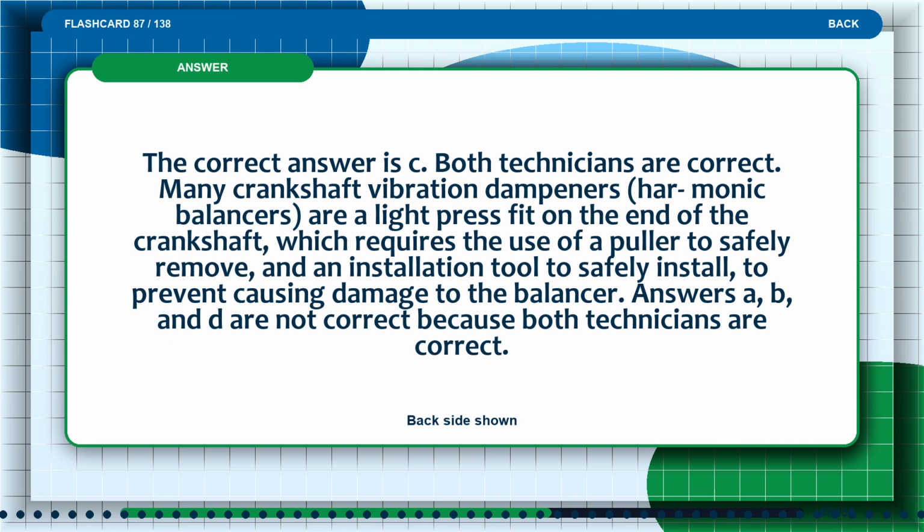The correct answer is C. Both technicians are correct. Many crankshaft vibration dampers, harmonic balancers, are a light press fit on the end of the crankshaft, which requires the use of a puller to safely remove and an installation tool to safely install to prevent causing damage to the balancer. Answers A, B, and D are not correct because both technicians are correct.